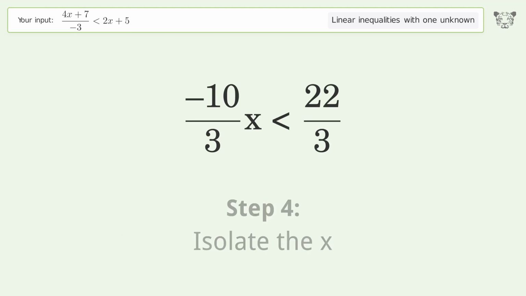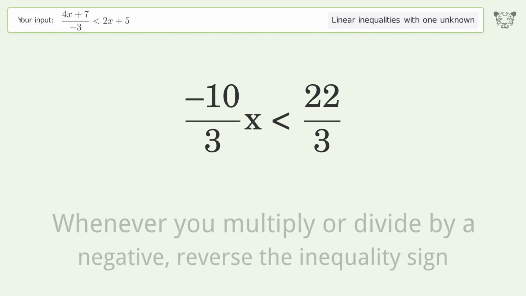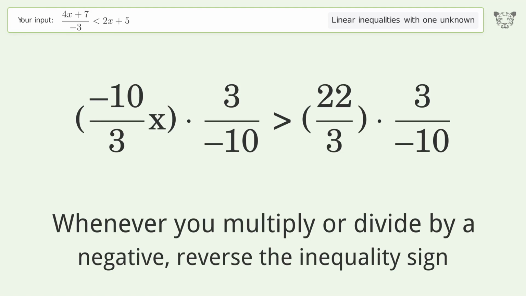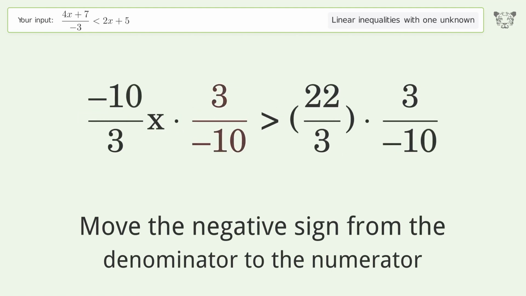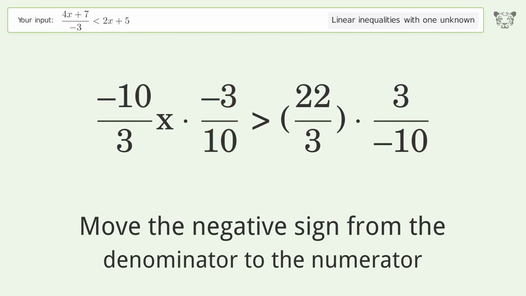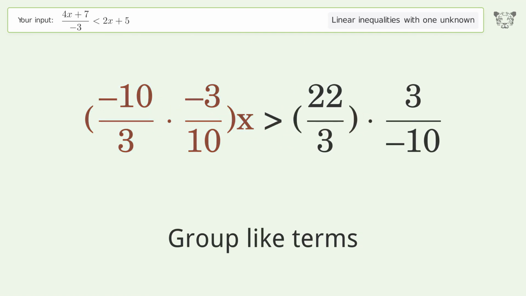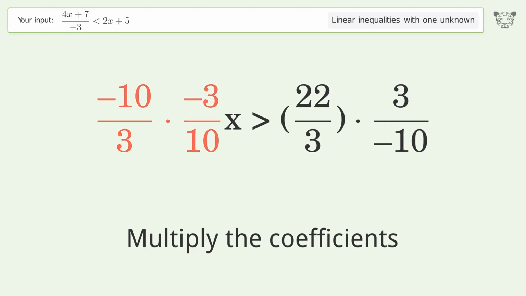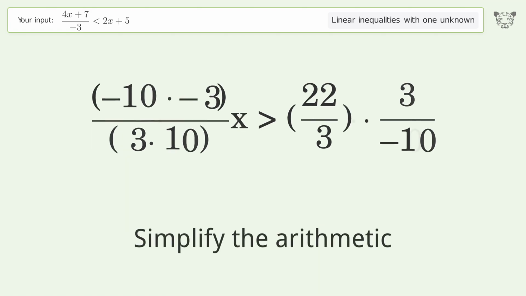Isolate the x. Multiply both sides by inverse fraction 3/10. Whenever you multiply or divide by a negative, reverse the inequality sign. Move the negative sign from the denominator to the numerator. Group like terms. Multiply the coefficients. Simplify the arithmetic.